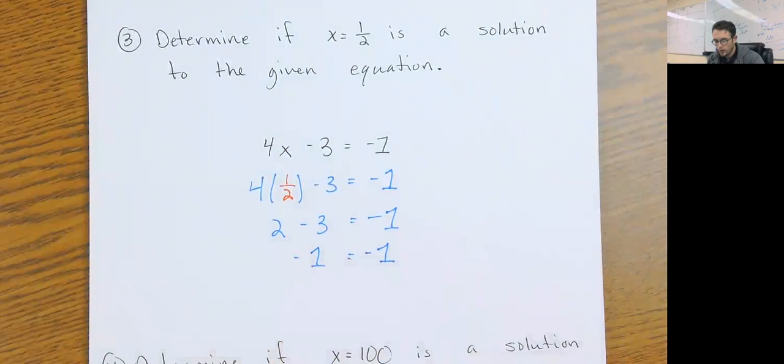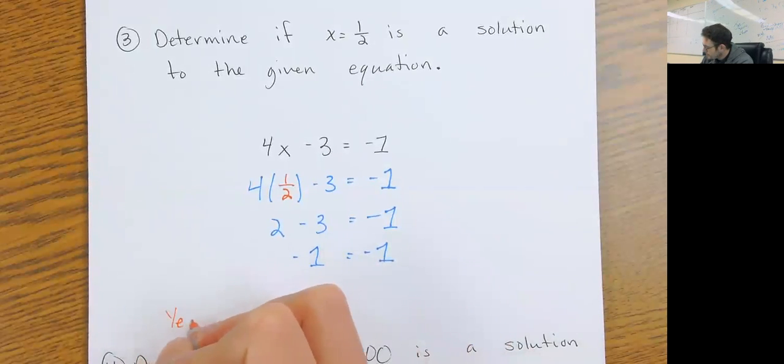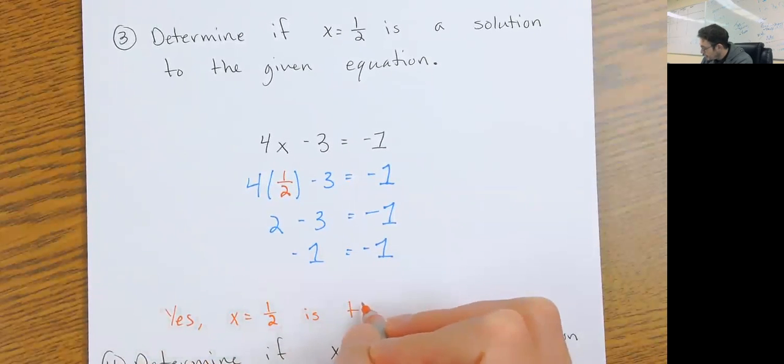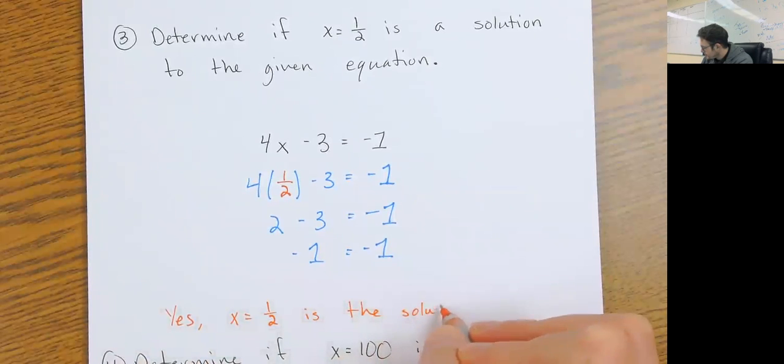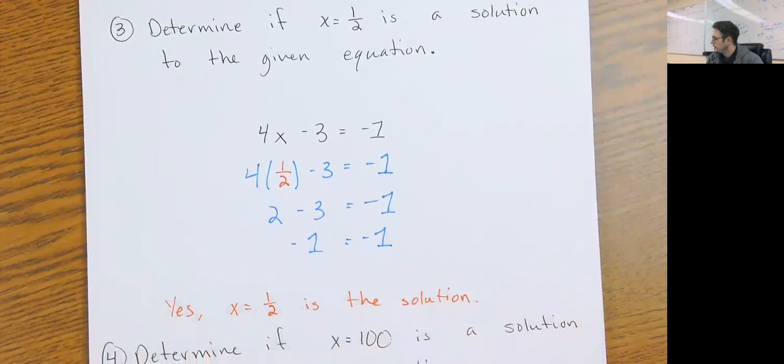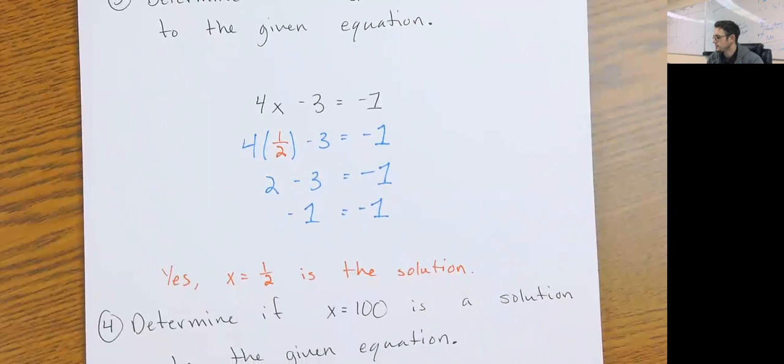So is 1/2 a solution? I would say yes, because I got an equivalent statement. -1 does equal -1. I like it. Sounds right. So yes. x equals 1/2 is the solution. And I can write the solution because we're talking about linear, like I was talking about. We'll talk about that in a lot more detail in future videos. But there's only one solution, and the solution is x equals 1/2.